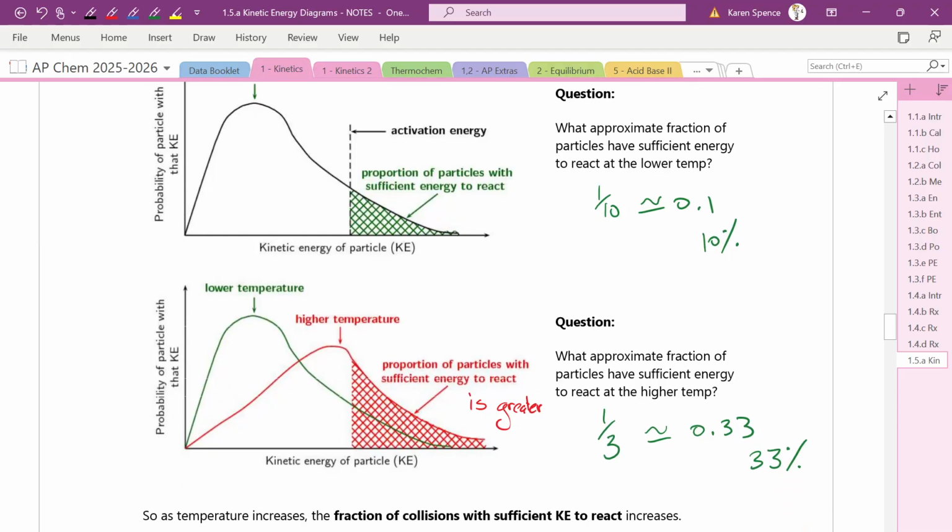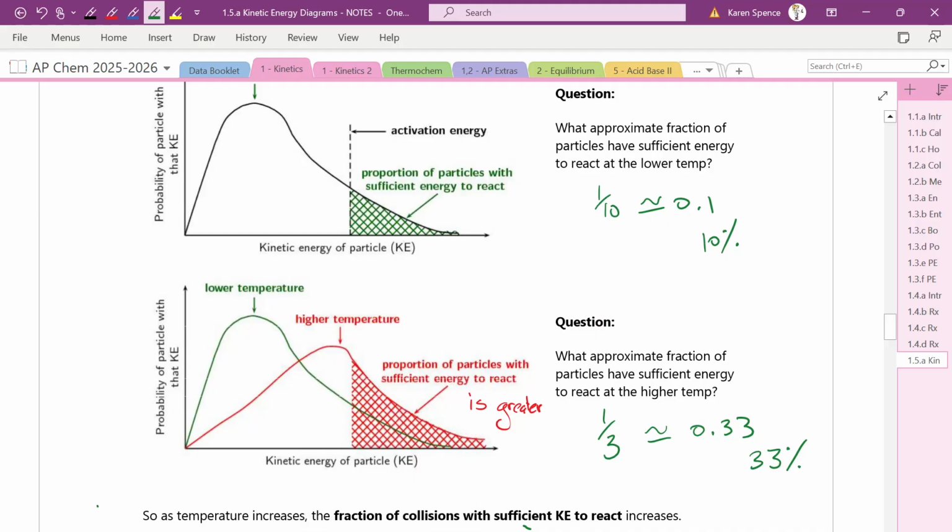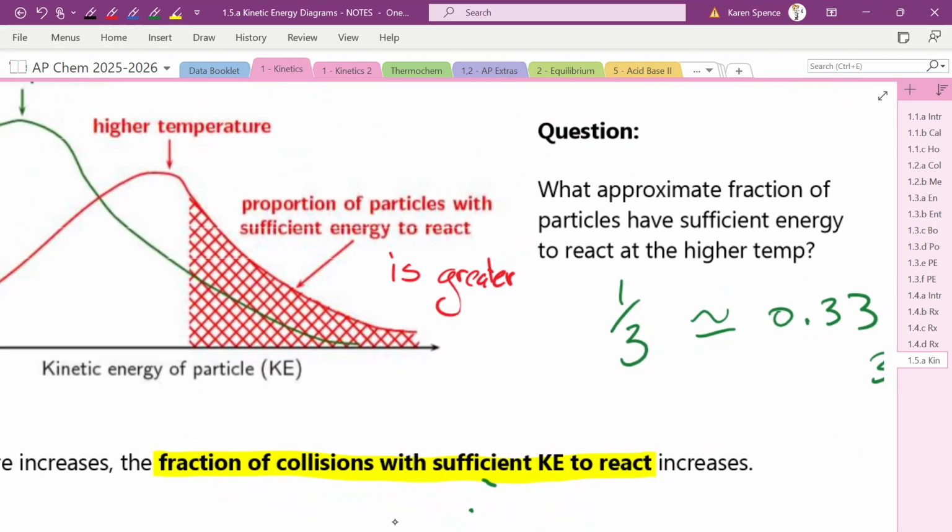So as temperature increases, the fraction of collisions with sufficient kinetic energy to react increases. So that's one of the ways you can justify that claim, or instead of fraction, you could say percent.